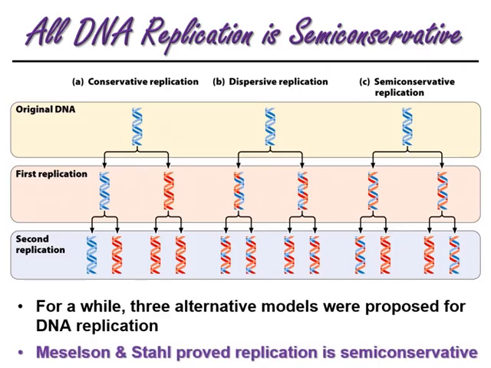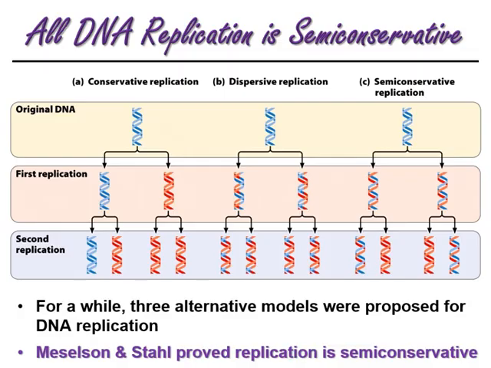Now, I mentioned a moment ago, Meselson and Stahl, depending on how you want to pronounce it. They actually performed an experiment that provided the necessary evidence to conclude which one of these three forms of replication was the correct form of replication. And so they were able to prove replication is semi-conservative.